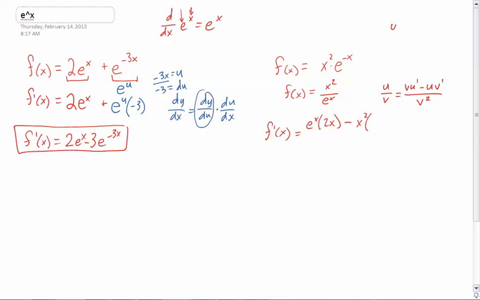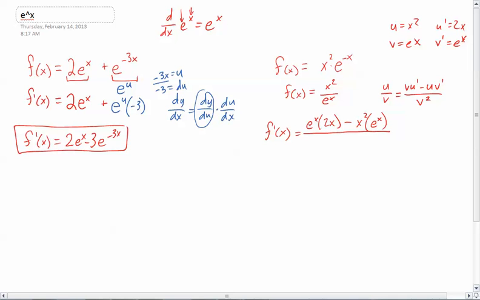You know, if you need to, you can write this out. u is x squared, v equals e to the x, u prime then equals 2x. Sorry, I should have done this first, but just in case you need it. Remember, the derivative of e to the x is e to the x. We found that out in class last time. So u times v prime all over v squared. And v, of course, was e to the x, so that would be e to the x squared.